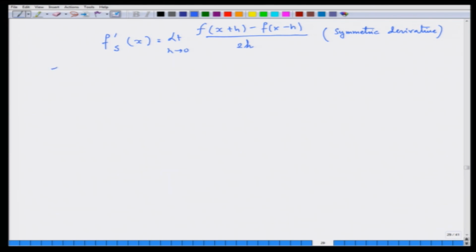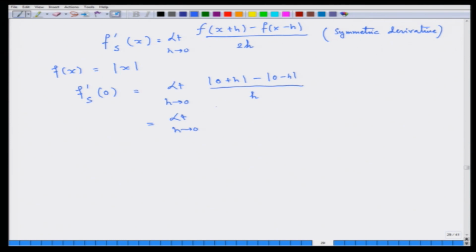For example, let us now consider f(x) = |x|, and let us try to calculate its symmetric derivative. It is limit h tends to 0, [0 + |h| - (0 - |h|)]... rather, [|0 + h| - |0 - h|] by h. We can divide into two parts, h positive and h negative, left limit and right limit, but that is not really required, as this is |h| minus |-h|, and |-h| is the same as |h|. So basically this is 0, because this is the same as limit |h| minus |h|.